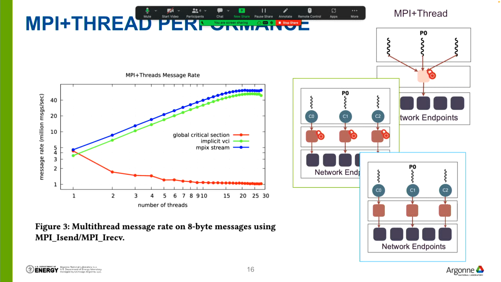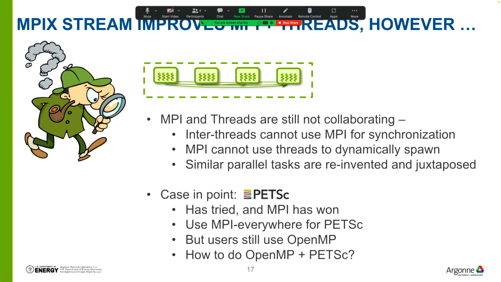And with 20% even better performance. The reason is that now we agree, we know you are in a serial context. We really don't need an extra lock to protect it because you already protect it. So we can remove the locks, and removing the lock, even a non-contended lock, gains 20% communication performance here. So MPIX stream improves MPI plus threads.